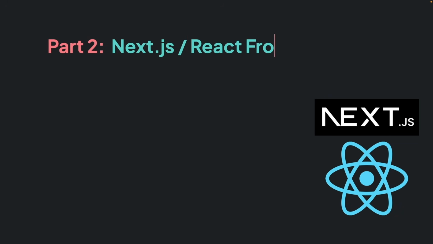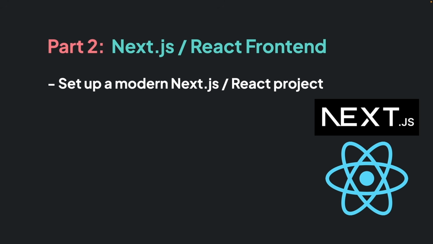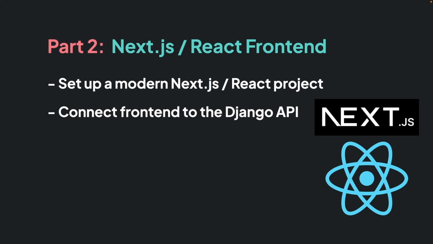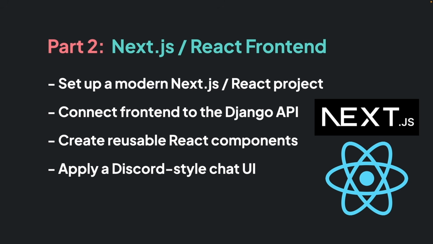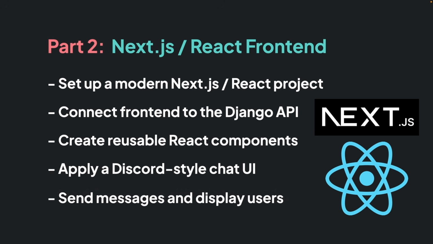Part 2: Next.js React Frontend. Next, we will set up a modern Next.js and React project, connect the frontend to our Django API, create reusable React components, apply a Discord-style chat UI, and finish by sending messages and displaying users.